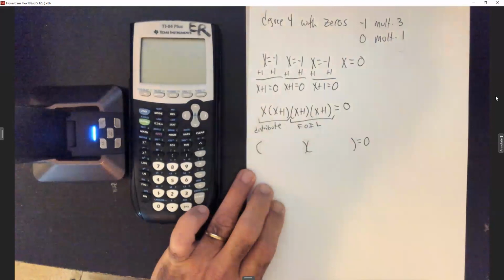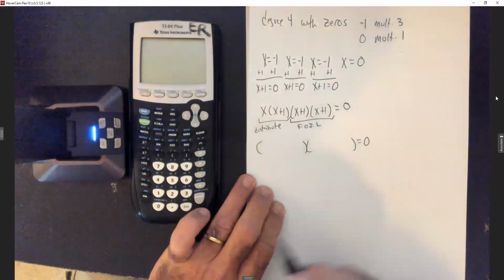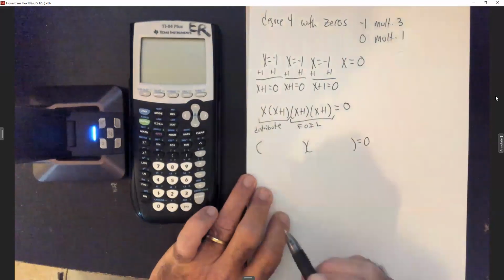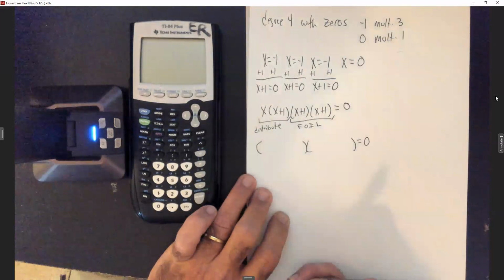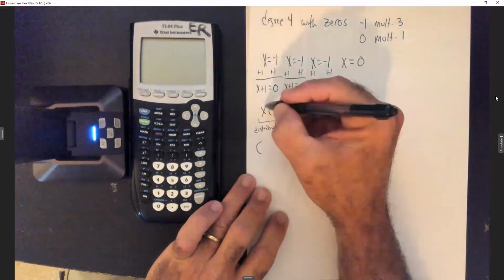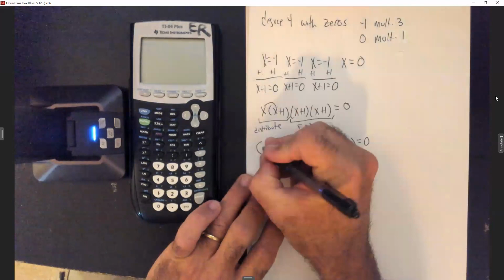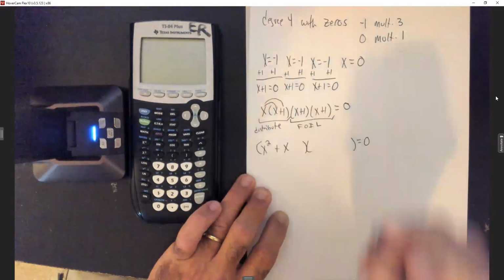That way, you can do them a little quicker, okay? Do 2 things at once. So here we distribute. X times x is x squared. X times 1 is a positive x. So that is quick when you distribute.